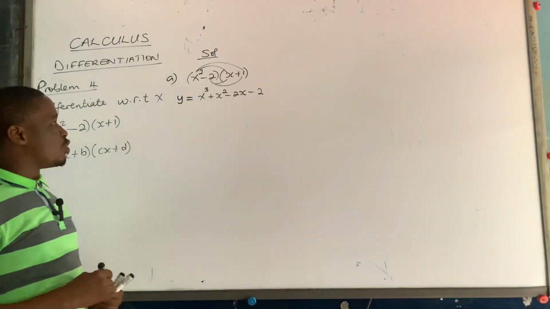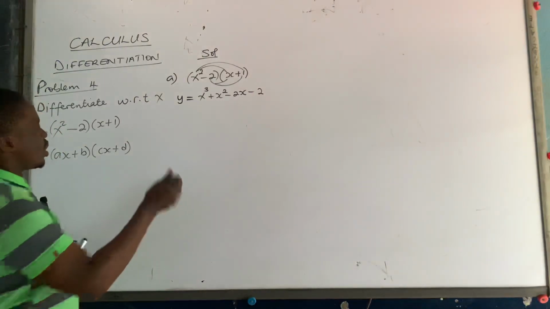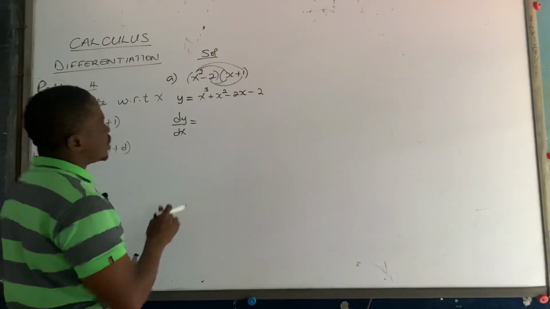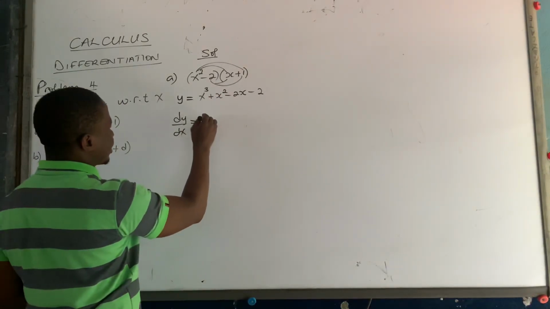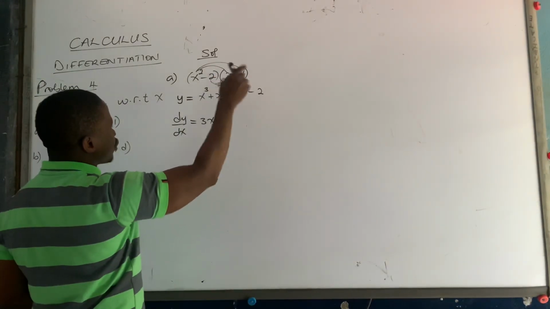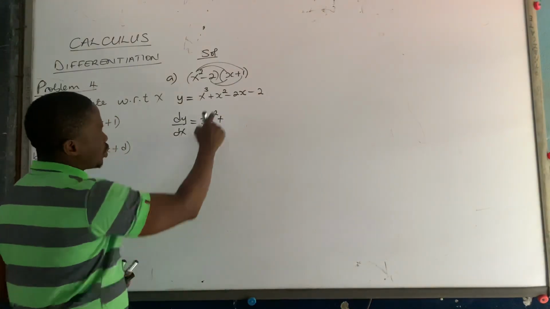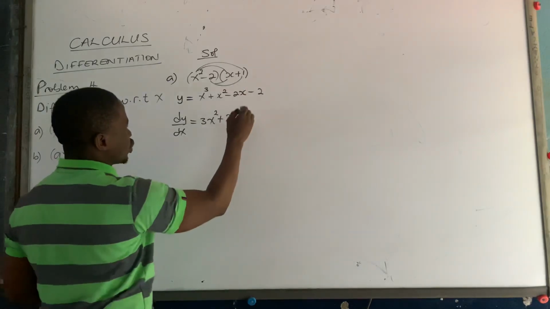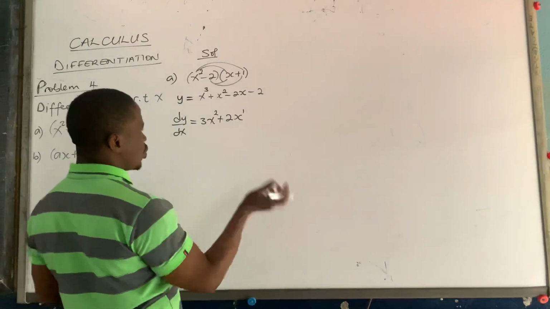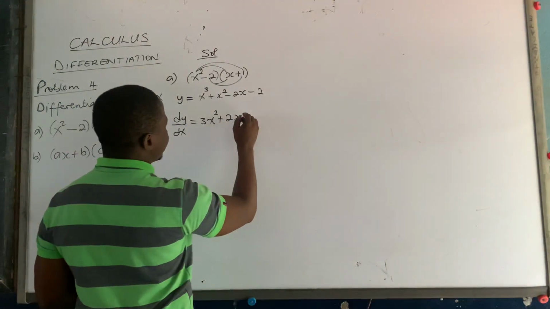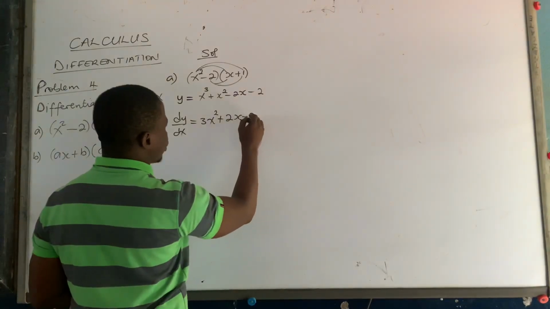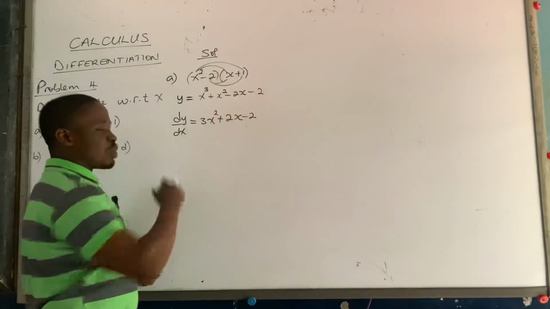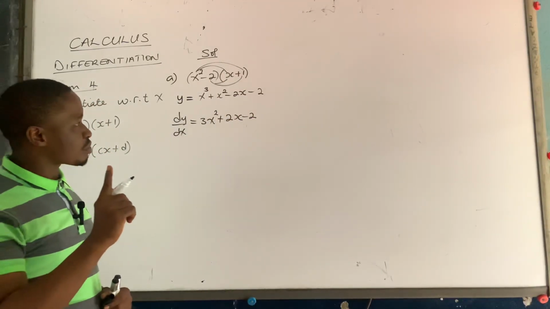So now, what do we do? We can now differentiate y with respect to x. So 3 times 1 is 3x, 3 minus 1 is 2. Plus 2 times 1 is 2x, 2 minus 1 is 1. But we don't have time to write it again. 1 times minus 2 is minus 2, 1 minus 1 is 0, x raised to the power 0 is 1.